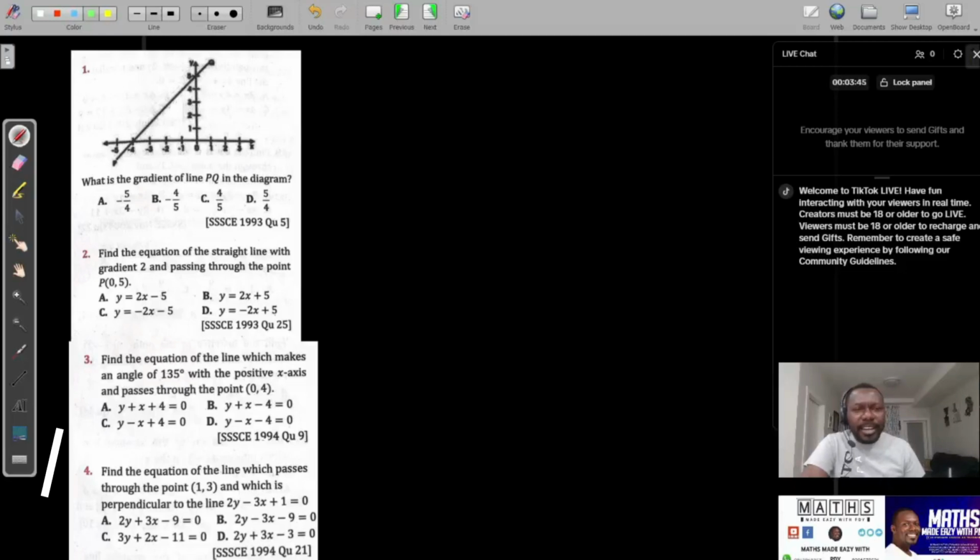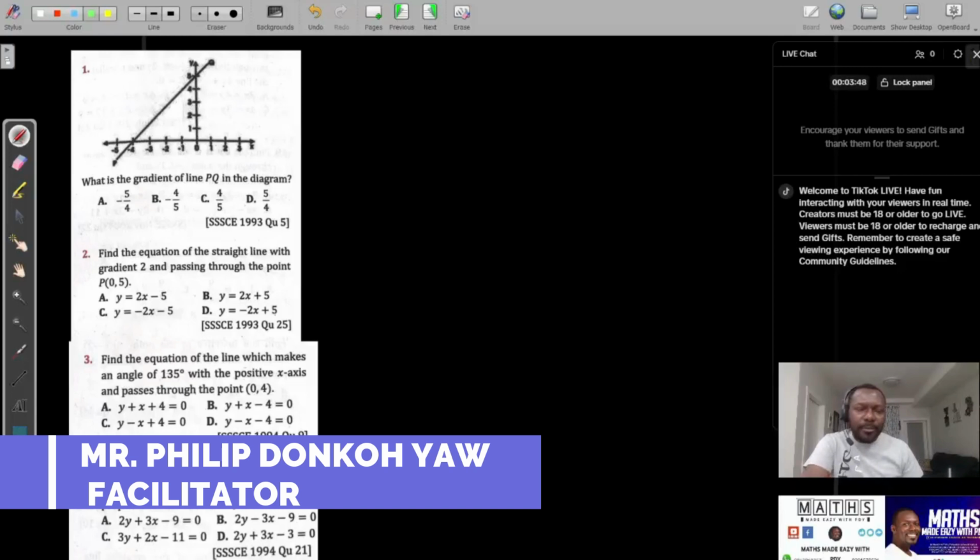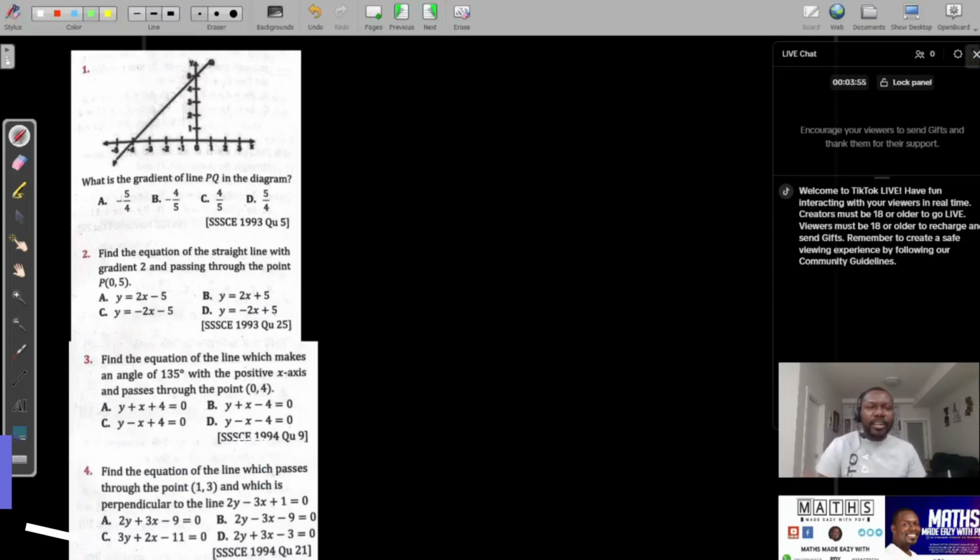It came in the year 1993, and it came as question number 5 for that year. There was a diagram given, and then from this diagram, we are asked to find the gradient of the line PQ.